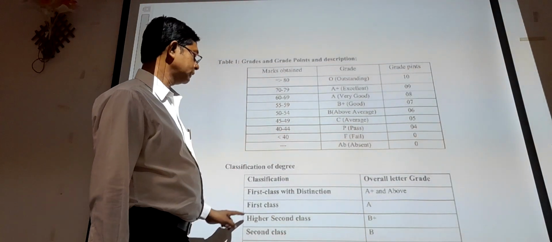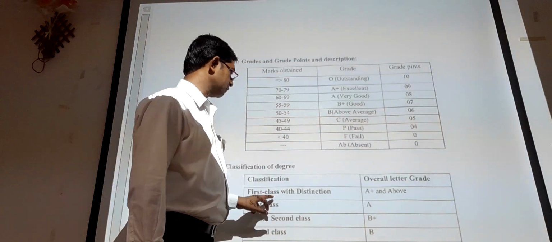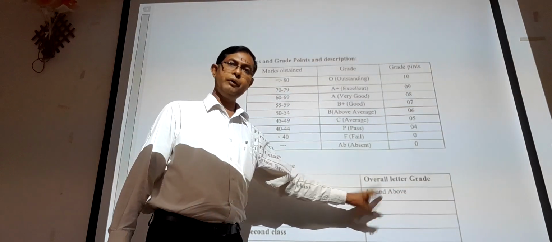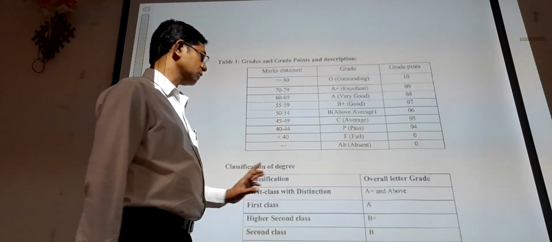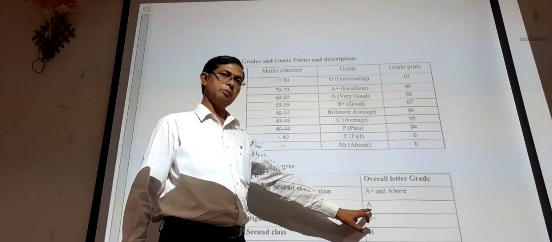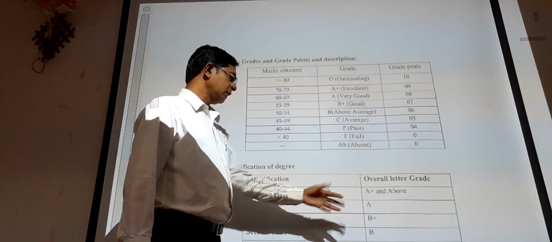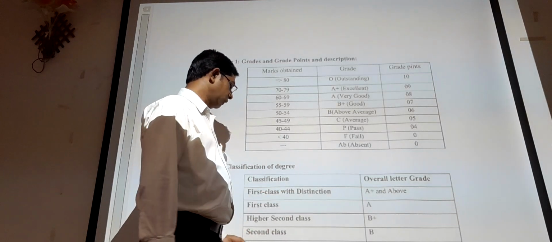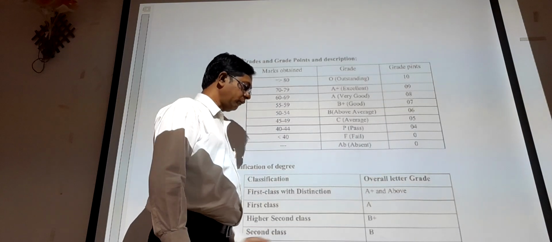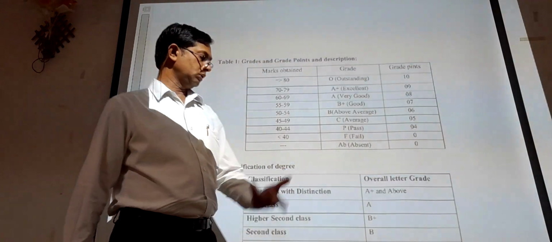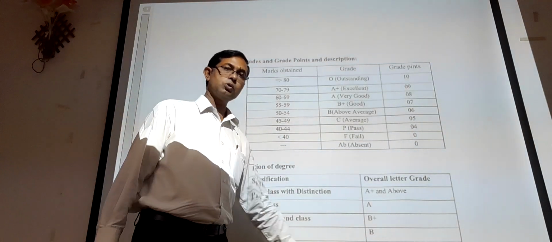Along with that, here you can see the classification of the marks obtained. Say for example, first class with distinction has the overall letter grade A plus. Then first class has the overall letter grade A. Then higher second class is B plus. Then second class is B, and only if the student passes on the boundary with a very low percentage or low marks, it will be considered as C, or it is also written on that particular mark list as P. So C and P is there.